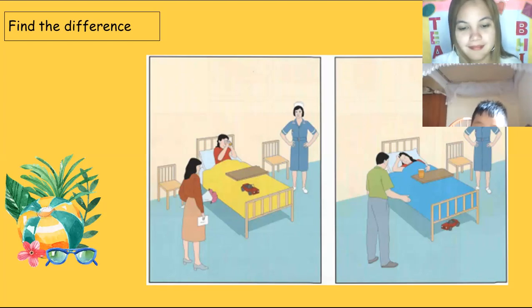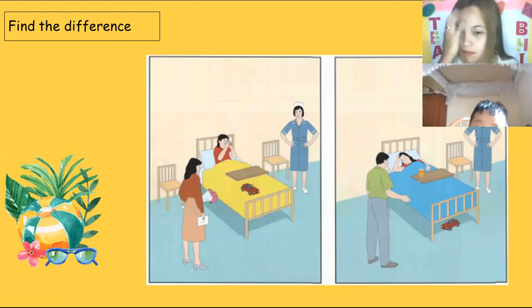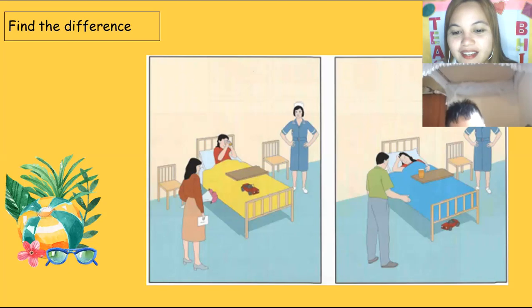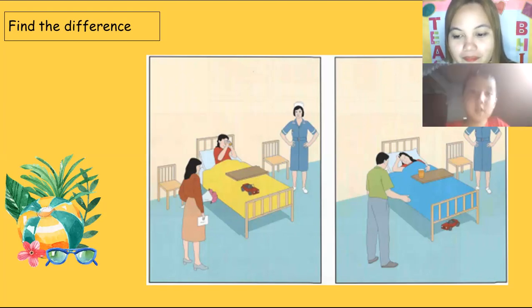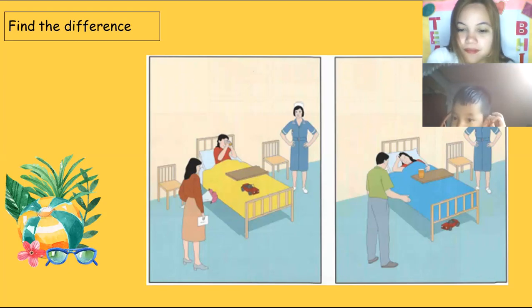Next. She's a mother and he is a father. Oh, very good. The first picture is a mother, and then on the second picture, it's a father. What else? There's a lot more differences in the two pictures. Oh, how about the girl on the bed?